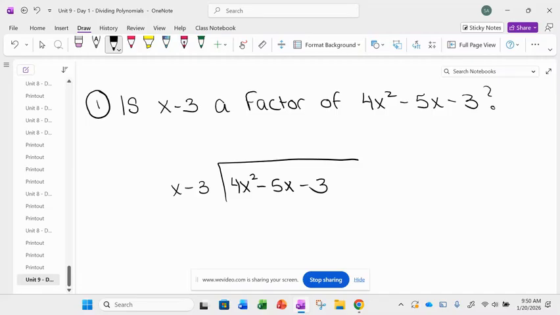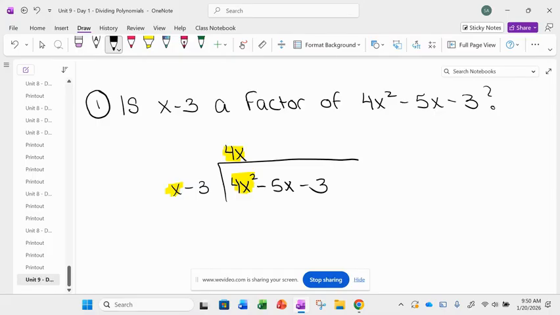In the dividend, you also want to make sure every exponent is accounted for. My highest exponent is 2, and it's in descending order. So this is good. My highest exponent is 2, then I have a 1, and then I have my constant. Every exponent is accounted for. Now you're going to say x times what will give me a 4x squared? So x times what expression will give me a 4x squared? 4x. You guys remember we did this in the beginning of the year.